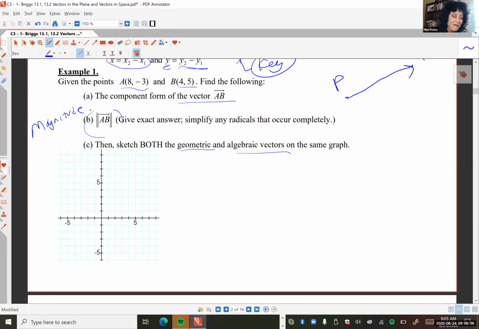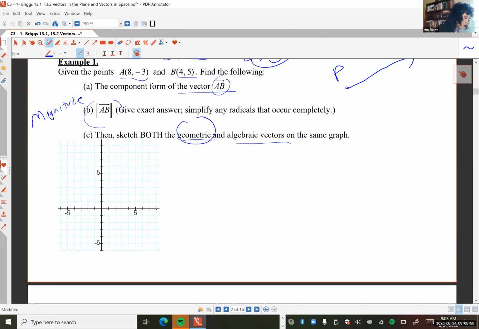Let's do part C. How do you draw the geometric version of this vector? Very easy. You just plot the points and connect the dots, and make sure you put the arrow at the terminal point. So if we're supposed to form the vector AB, then let's take a look here. The point A, which has coordinates 8, -3, so I'm just going to locate here the point 8, -3. That's A. And then the point 4, 5, let's see, 4 is here, 5 is way up here, so the point 4, 5 is right there. There's B. And then the vector AB is going to look like this. That's it. That's the geometric vector.